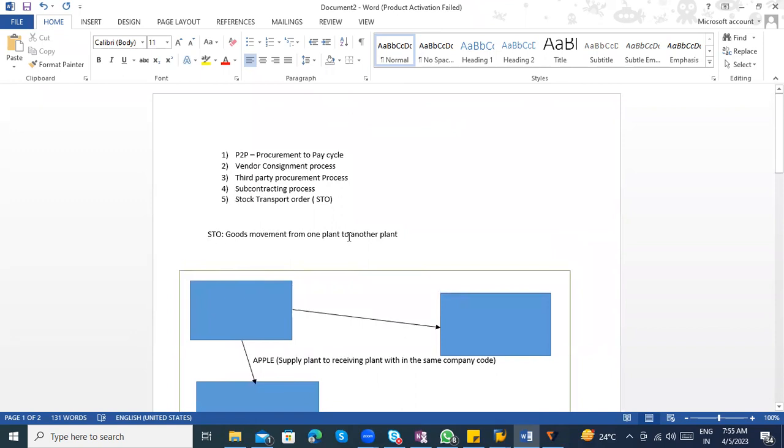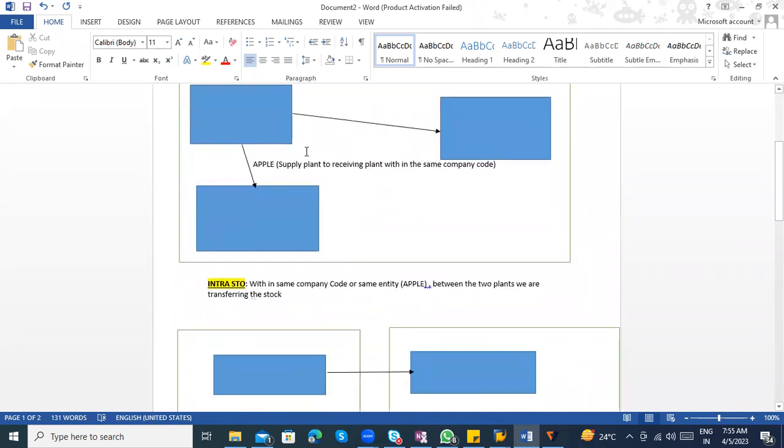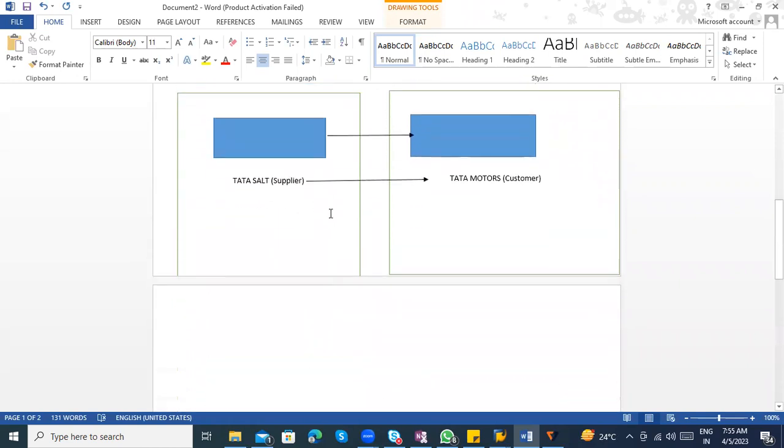So intra-STO is where we don't need to pay any taxes to the government, because this is just a transfer. We are not selling to any customer or anyone outside. So in this case, we are not expecting any profit here. We are not getting any profit, so we don't need to pay any sales tax or profit tax or anything, right?